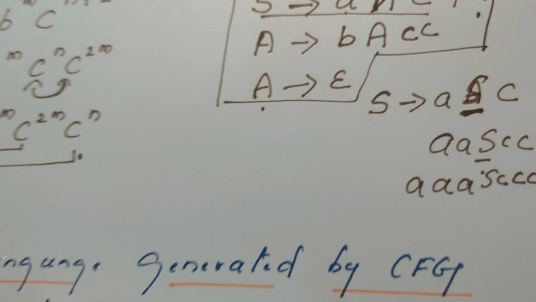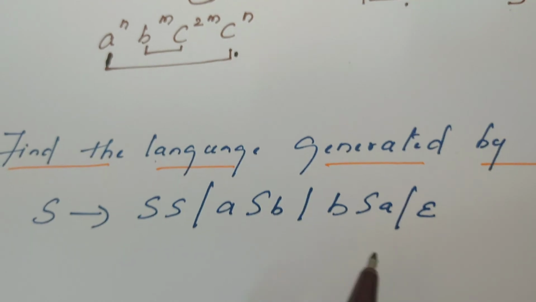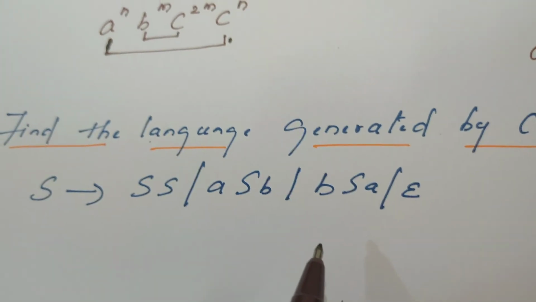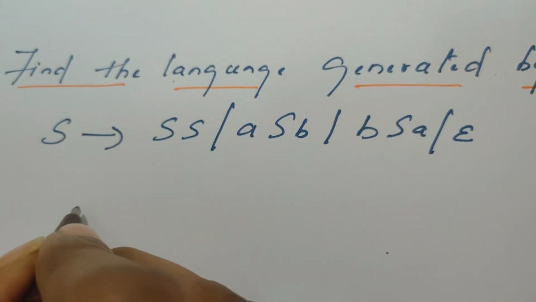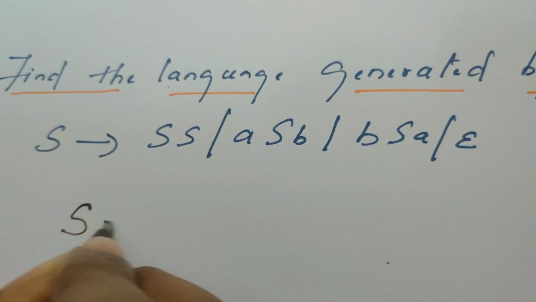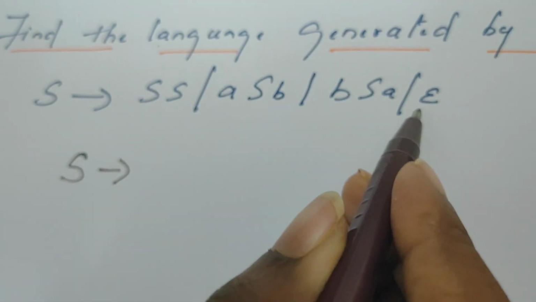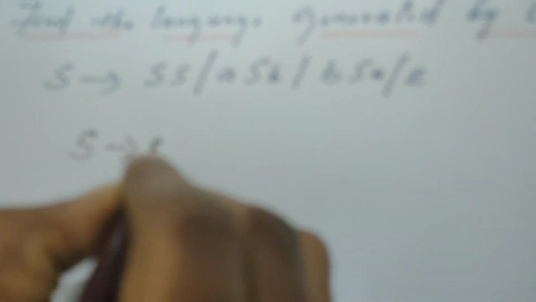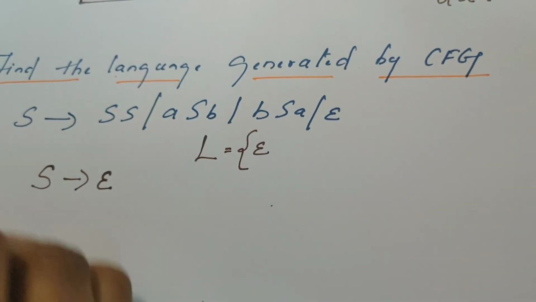One last question of this video. I have already given a grammar. What does this grammar generate? What are the strings generated by this grammar? S derives, and I have four options in place of S. If I replace it by epsilon, S just produces epsilon. It means my language contains only epsilon. Right, this is one option.